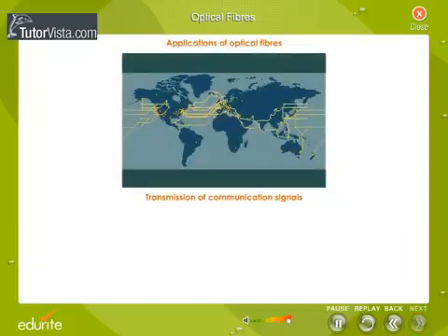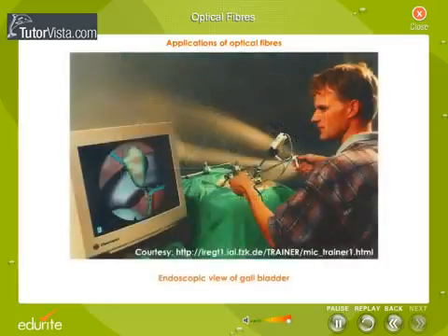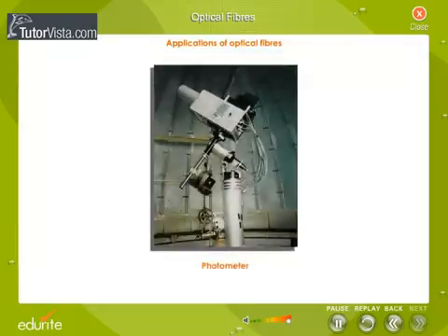Applications of optical fibers. Optical fibers are used to transmit communication signals, in endoscopes used to investigate interior organs which cannot be viewed directly, and in photometers.